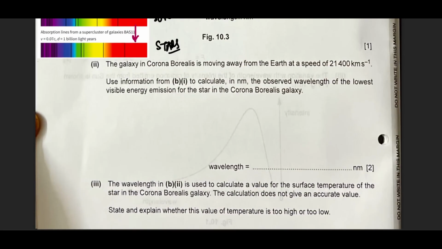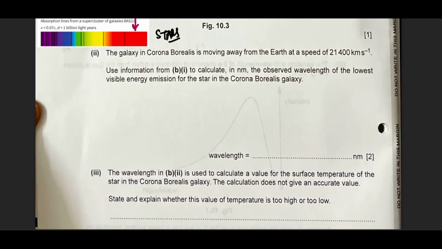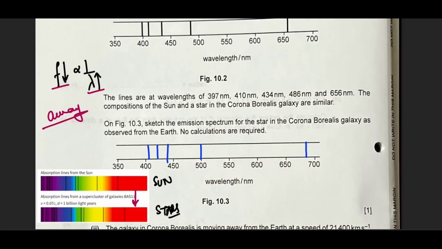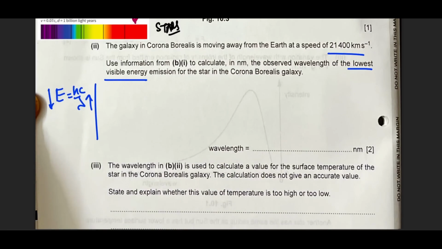Okay. All right. Last part, he says the galaxy is moving at this speed. Use your information in B1, be that anyone. Calculate the wavelength of the lowest visible energy. Lowest visible energy means that if the energy is low, then the wavelength should be highest. So I will be choosing 656 for my calculations, right? And the formula goes something like this. The change in wavelength divided by wavelength is approximately equal to the velocity divided by the speed of light, right?